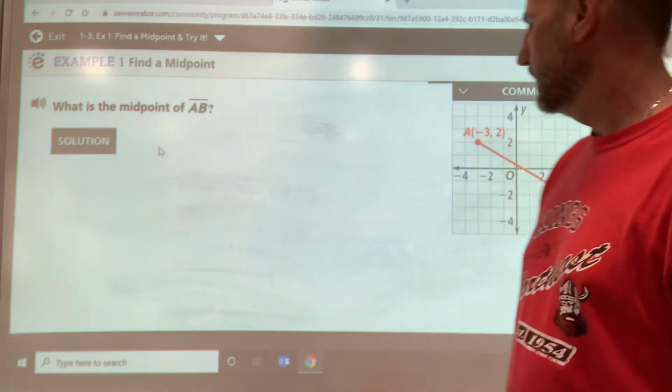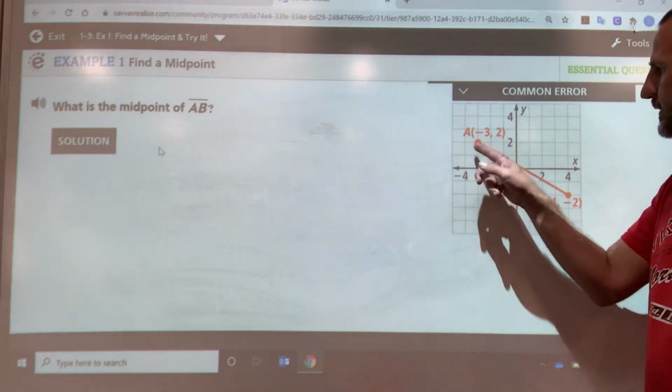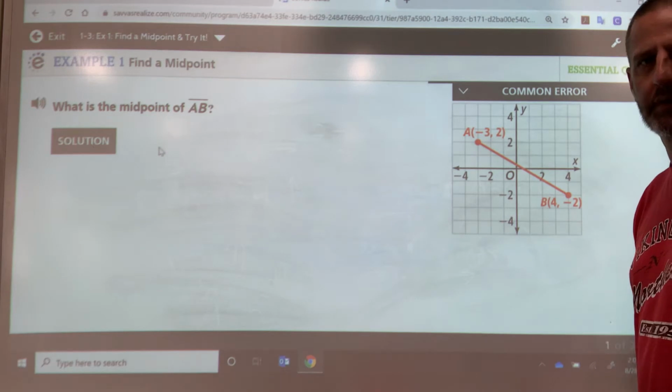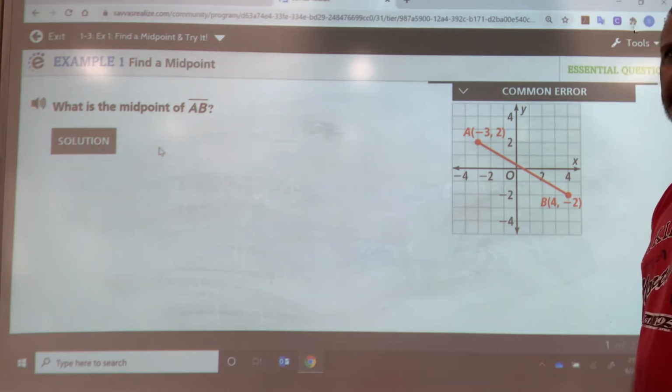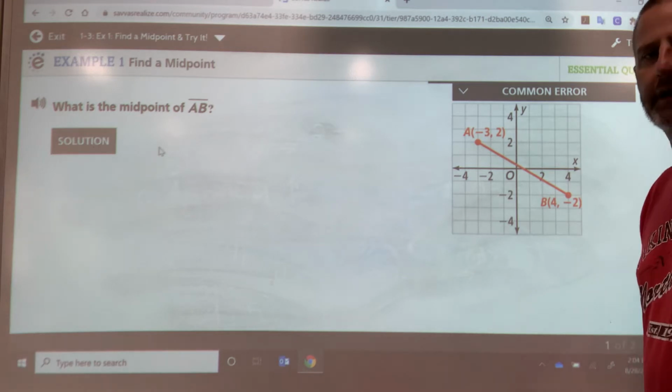So what I want to do when I say midpoint is I'm trying to find a halfway point. It's like if A is where I'm at right now at school and B is where I'm going home, well, I want to find a midpoint. That would be like me trying to find a halfway point. Where am I at when I'm halfway home?